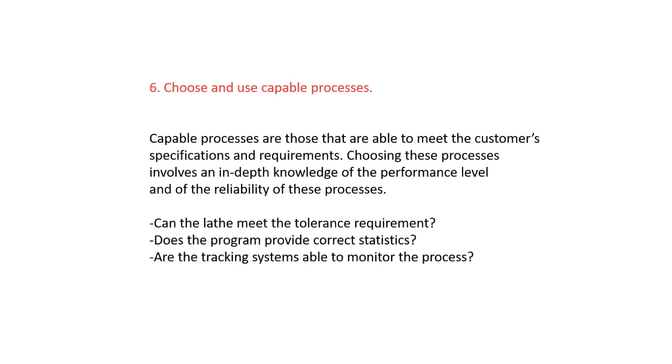6. Choose and use capable processes. Capable processes are those that are able to meet the customer's specifications and requirements. Choosing these processes involves an in-depth knowledge of the performance level and the reliability of these processes. Can the lathe meet the tolerance requirement? Does the program provide correct statistics? Are the tracking systems able to monitor the process?